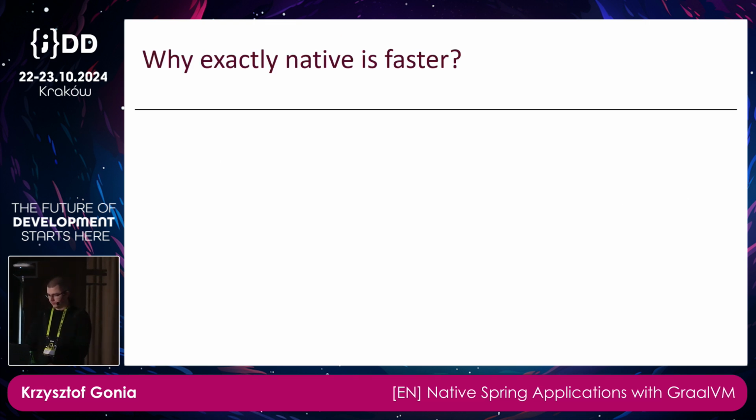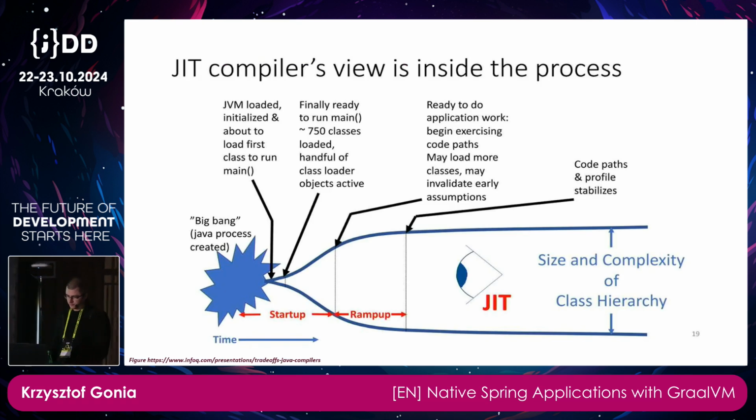So why exactly is native faster? When we start a new app, we need to initialize the JVM and load all the classes that will be used in our app. Then we have the startup of our app, so our classes start running. If we use a framework like Spring, it needs to do its initialization. So we have this ramp up phase, and then the app stabilizes.